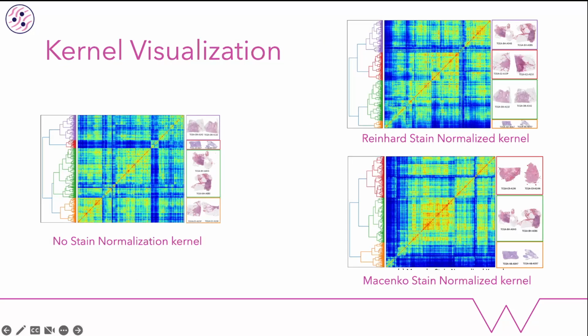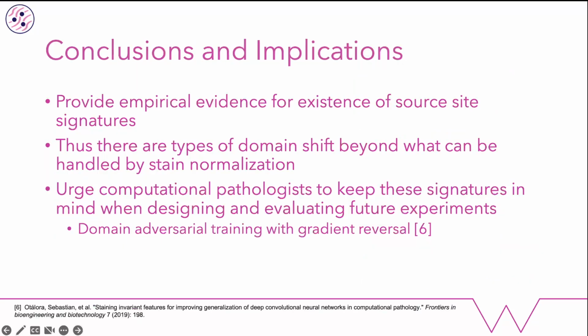After using MMD kernels, we also visualize the generated kernels. Here, a yellow-red color indicates greater similarity between whole slide images. From the diagrams above, we can see that both non-normalized and stain-normalized whole slide images have a large proportion of brightly colored regions in the heat maps, indicating that there are many slides that share similar characteristics.